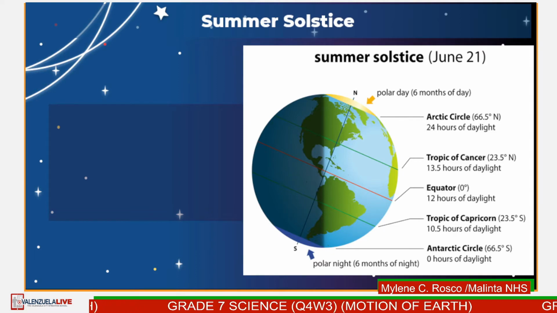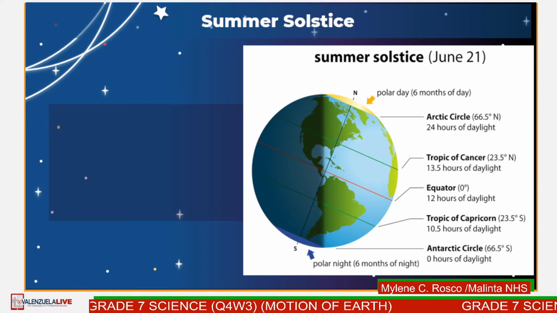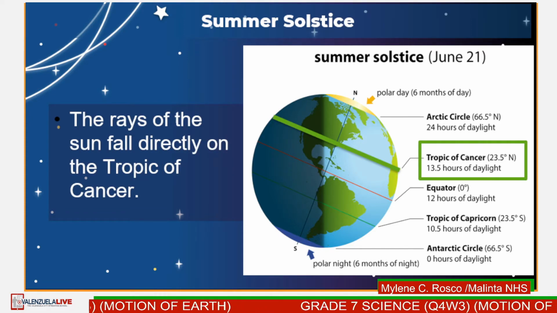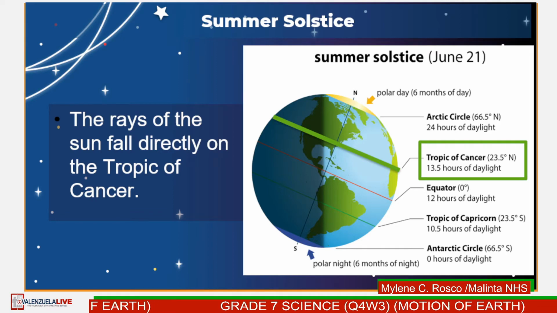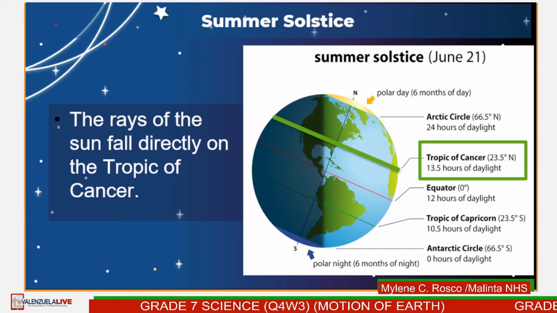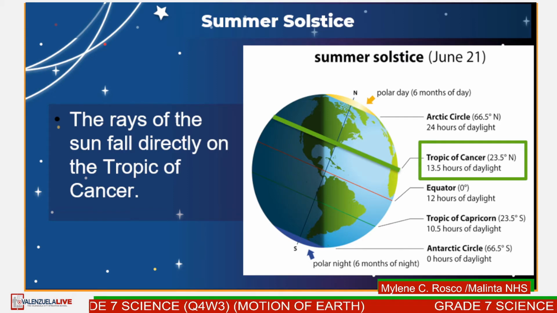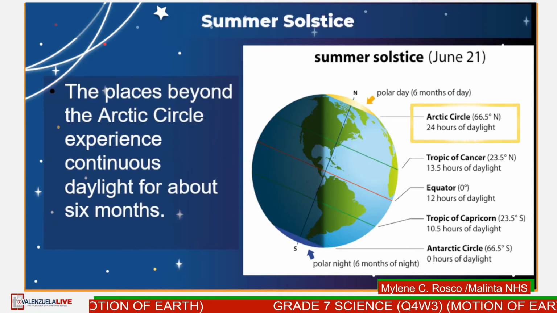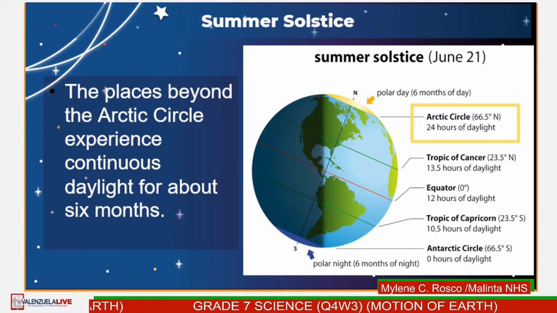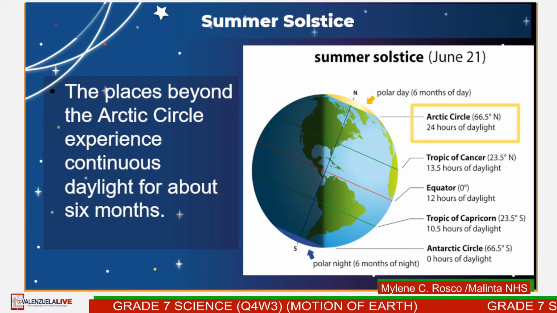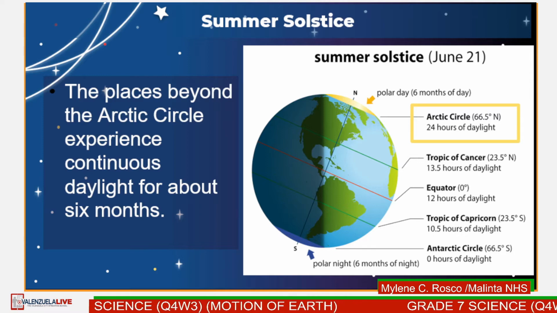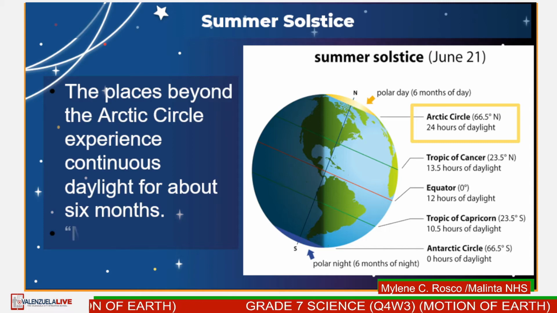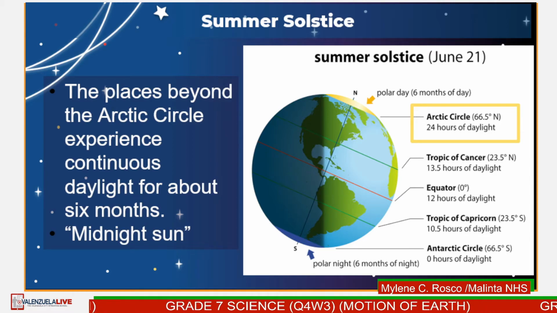In summer solstice, the rays of the Sun fall directly on the Tropic of Cancer. As a result, these areas receive more heat while the areas near the poles receive less heat as the rays of the Sun are slanting. Because the North Pole is inclined towards the Sun, the places beyond the Arctic Circle experience continuous daylight for about 6 months. The North Pole stays in full sunlight all day long throughout the entire summer. This is called the midnight sun.